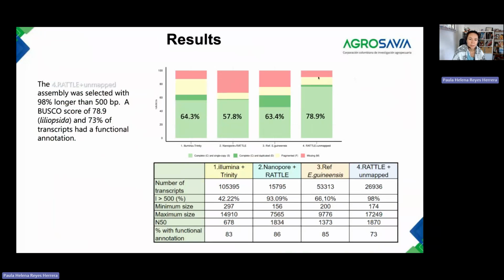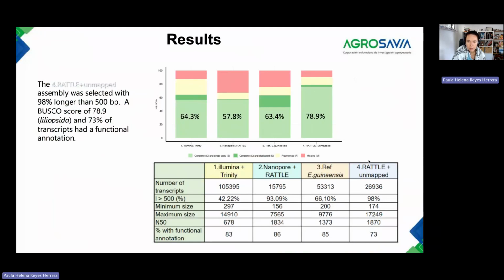The two best assemblies, the Illumina and the Rattle plus unmapped, had different fragmented scores. The first one, the Illumina, had 23.2% fragmented score, while the fourth assembly, the combined approach, obtained 11.4%. Then in this table, we present rnaQUAST metrics. And you can see that the nanopore assemblies have shorter minimum sizes. However, most of the transcripts exceed 500 bases.